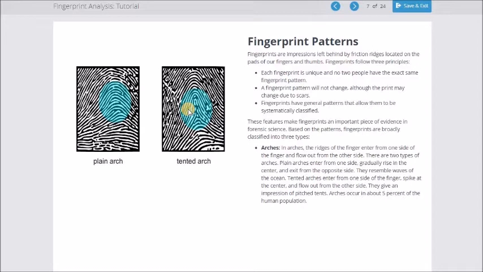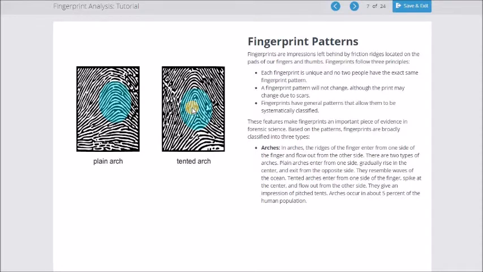These features make fingerprints an important piece of evidence, and based on the patterns, fingerprints are broadly classified into three types. The first type are called arches. So these arches are, as you can see right there, a plain old arch. It just kind of goes up a little bit, but sometimes people have a really high arch. They call it a tented arch, okay? And those things go way up. Now, only about 5% of the people in the world have arches. So they're a very unique thing.